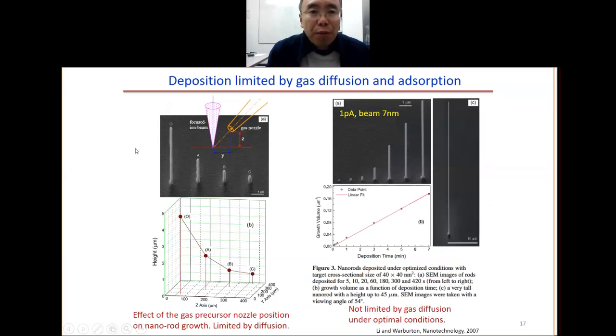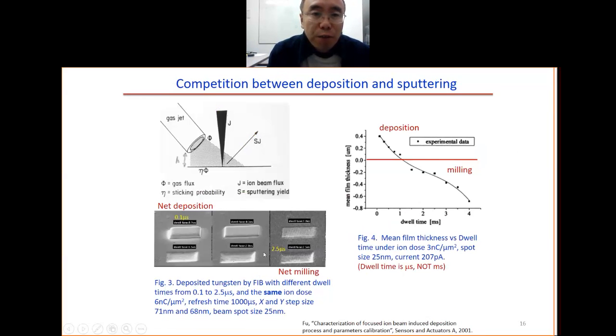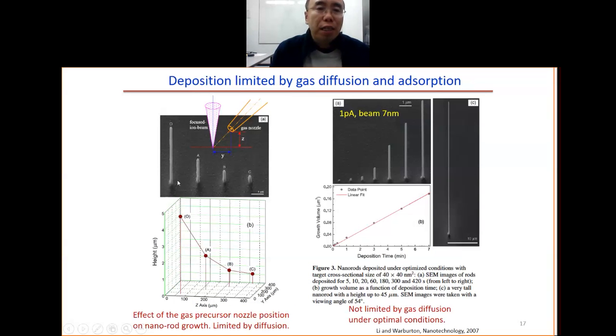So what will happen if you fix the beam at one spot? As we see here, when you fix the beam at one spot, there will be net milling. But here you can see we got pillars. So this deposition depends on the diffusion of the gas molecules, the gas diffusion. When the nodule is at this position, it's close to the focal point of the ion beam, and this gets the maximum deposition. This corresponds to the O point.